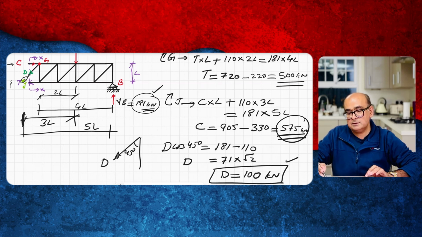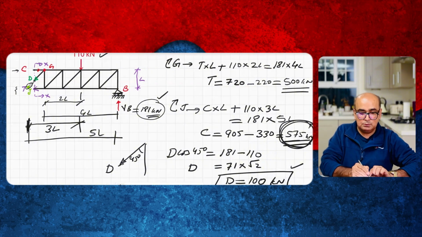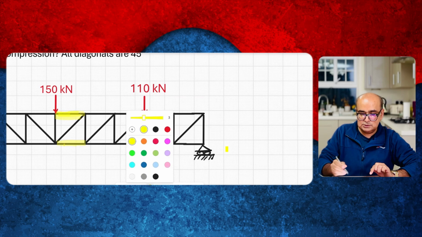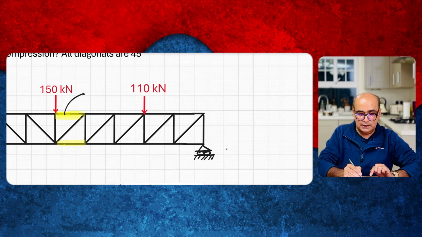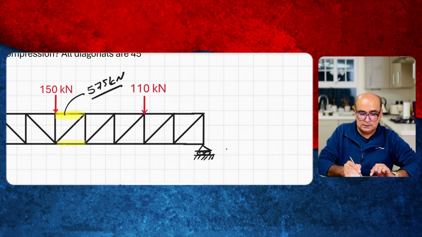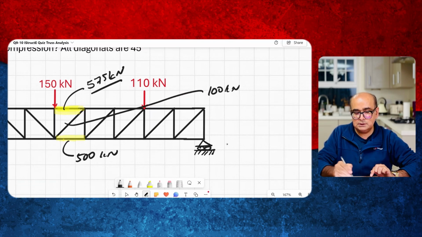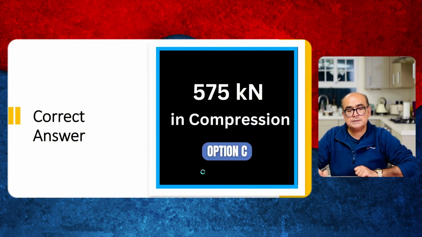So our final answer is 575 in compression. That is our maximum load. The maximum load is happening in compression, that is this top point, and we have 575 kilonewton here. We have 500 kilonewton here, and for the diagonal we have 100 kilonewton, and the option was option C.